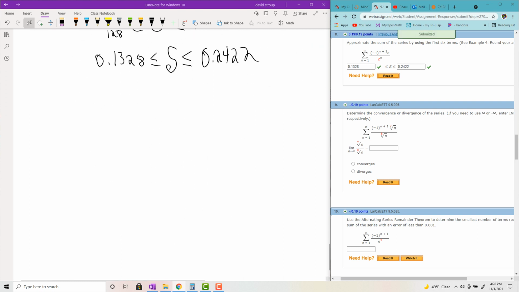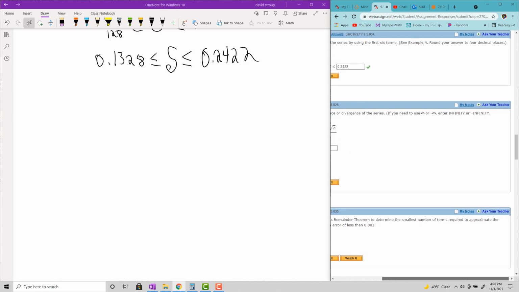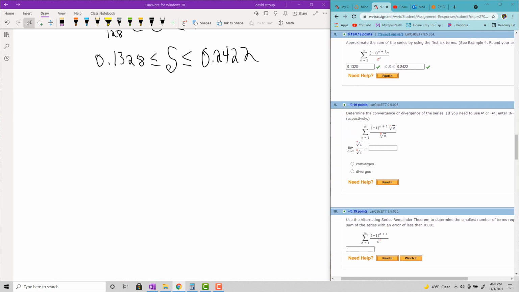The other type of problem is when you're trying to figure out how many terms you need for a particular given error. Okay, so number 10 would be that flavor. So we have the alternating series n equals 1 to infinity of (-1)^(n+1) over n cubed.